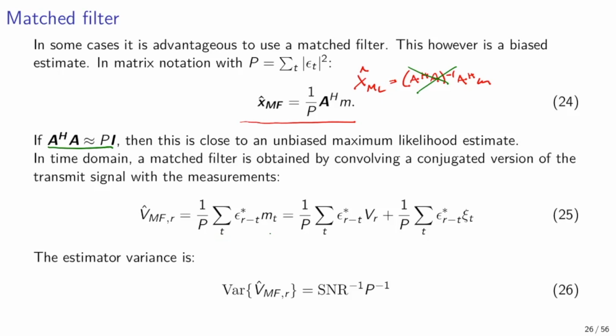In time domain, the match filter can be expressed as a convolution of a conjugated and time-reversed copy of the transmitted signal with the signal received by the radar receiver. Equations 25 and 24 are equivalent.